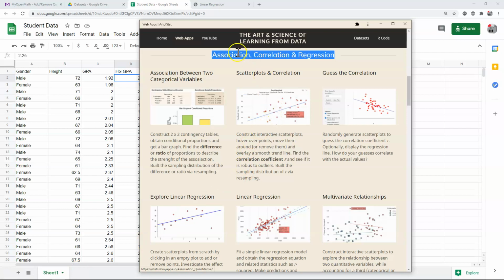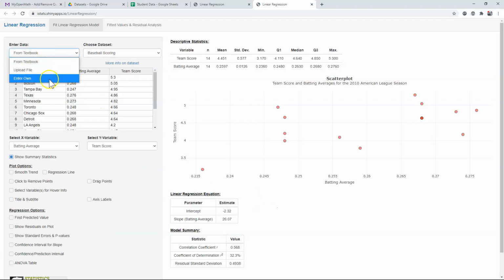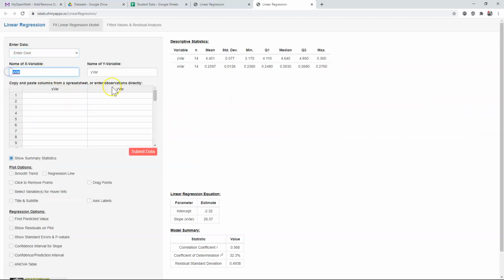We're going to go to the same section, Association, Correlation, and Regression, and find the Linear Regression option right here. As always, we can do entering our own. You can also upload a file, but we'll just do the enter our own. And this time, because the order matters in this case, we're going to use high school GPA as our x variable because we want to use that value to predict our y variable, which is their college GPA. So let's make sure to put the high school GPA into the first column and the college GPA into the second column.